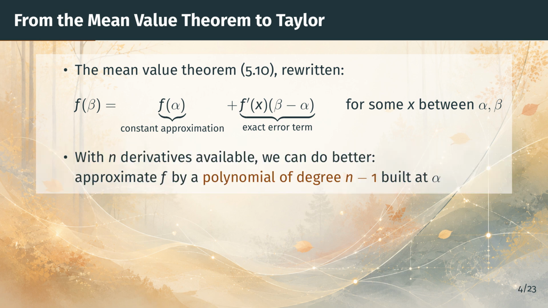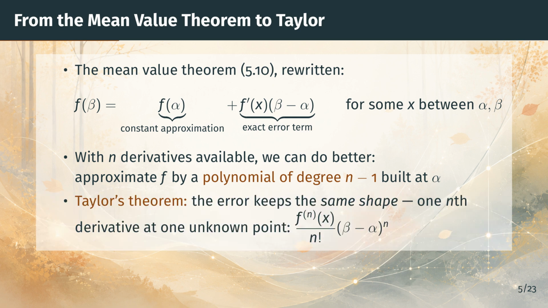Now suppose f has not just one derivative, but n of them, as in the tower from the previous episode. Then approximating by a constant is wasteful. We are ignoring almost everything we know about f at alpha. The second bullet states the natural upgrade. Use all the derivatives up to order n minus 1 to build a polynomial of degree n minus 1 that imitates f near alpha as closely as possible. The question is whether we can still say something exact about the error.